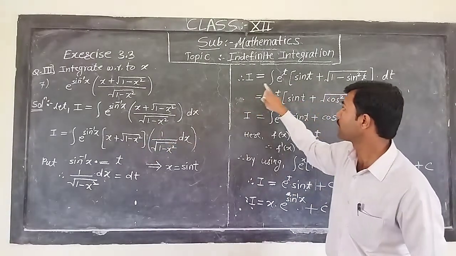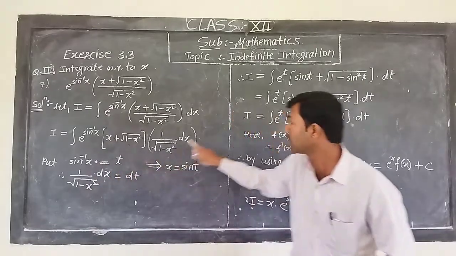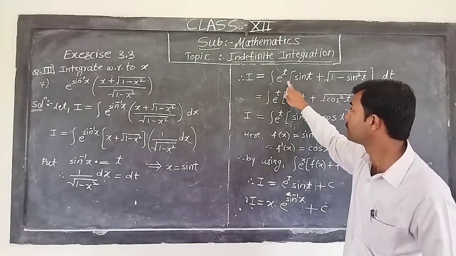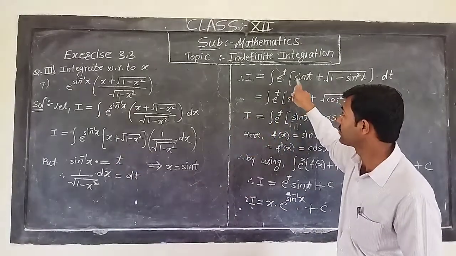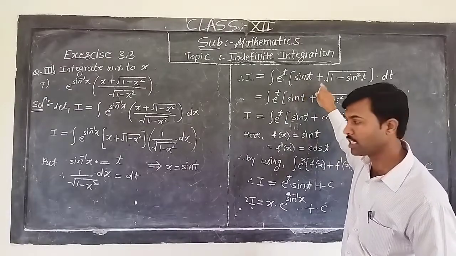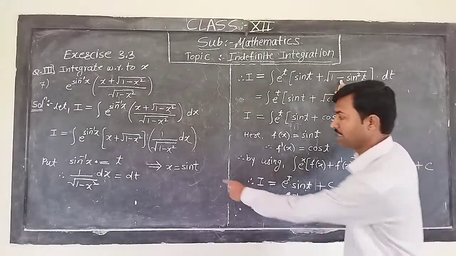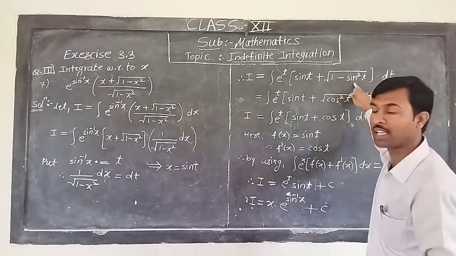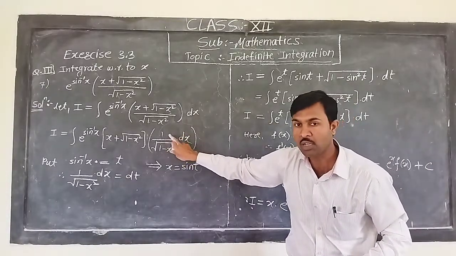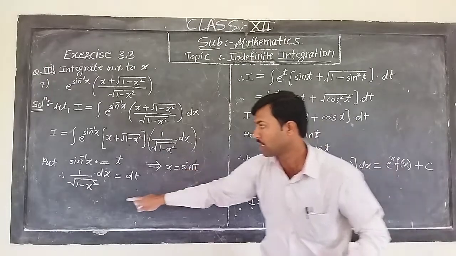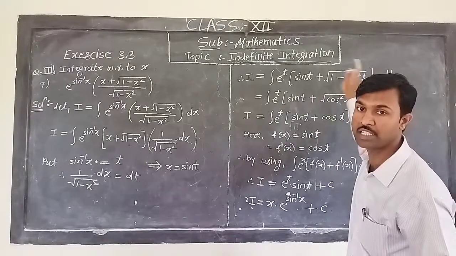the integration of e raised to the power, here sin inverse x is now replaced by letter t. So e raised to the power t into (x plus under root of 1 minus x square), where x is replaced by sin t. Since x is sin t, x square will be sin square t, into 1 upon under root of 1 minus x square into dx. And 1 upon under root of 1 minus x square into dx is now dt. So it is replaced by dt.